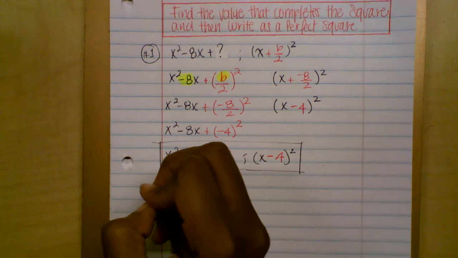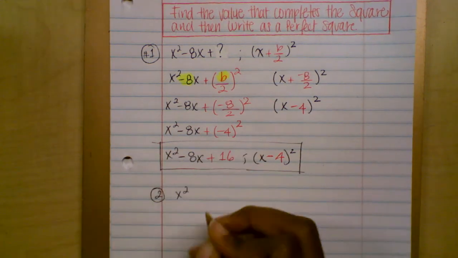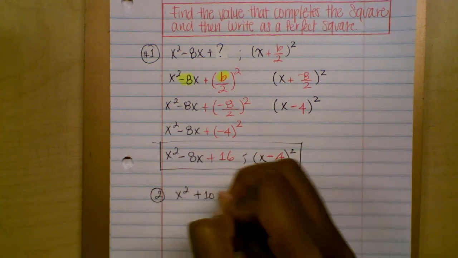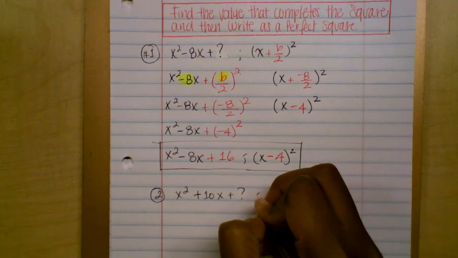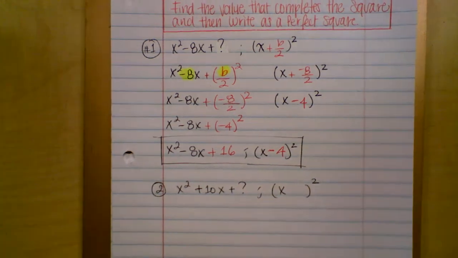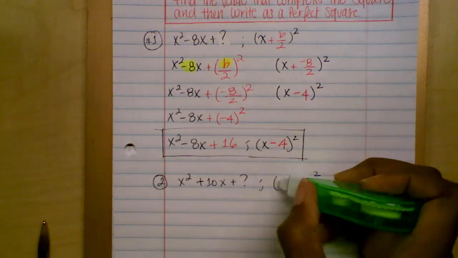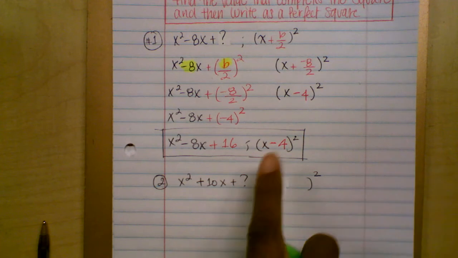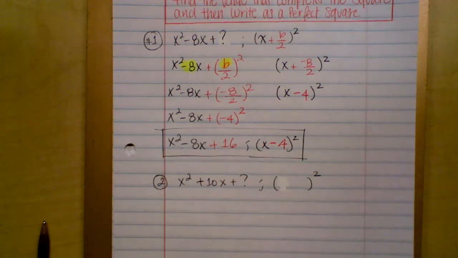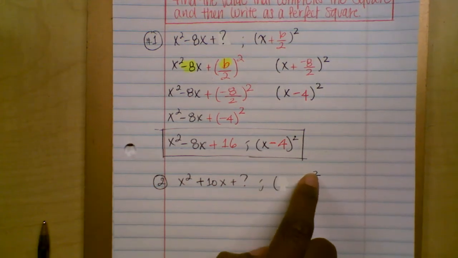Okay, so now let's do another example, example 2. What is x squared plus 10x? How would you complete the square? So pause the video and find out the number to add to x squared plus 10x to complete the square, to write it as a perfect square with exponent of 2.